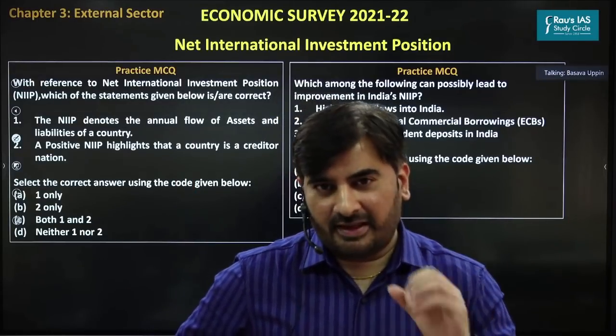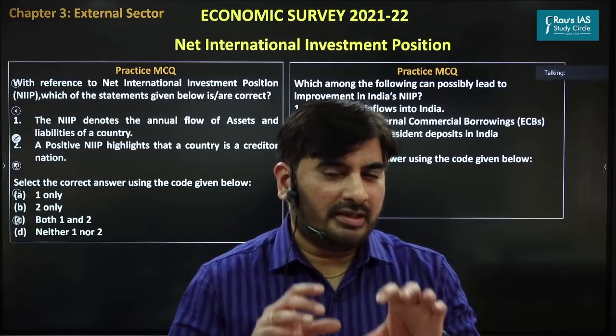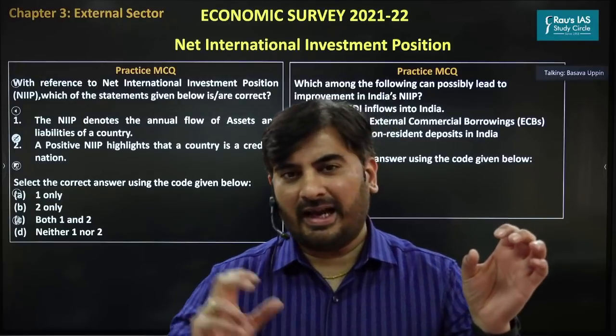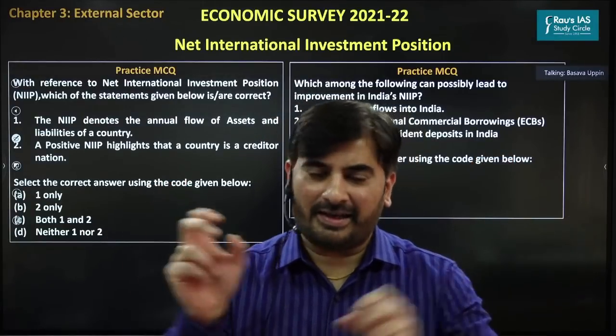Now, before discussing the concept of NIIP, let me first take you back and make you understand the concept of the fiscal deficit and debt of India. Difference between fiscal deficit and debt.